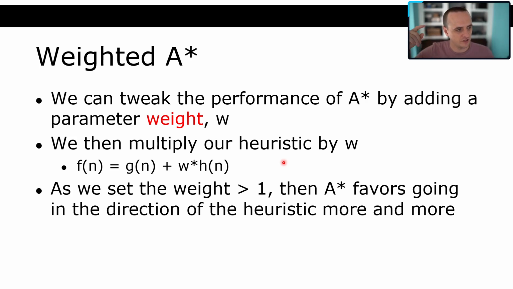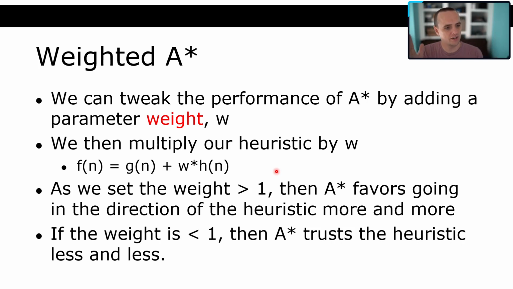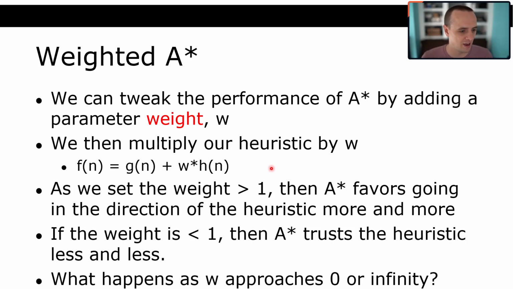But as we start increasing the weight more and more, we are valuing the heuristic more and more, right? And so if we think of having a W value of like a million or infinity, then all F of N cares about is H of N. And if we keep lowering our weight from 1 down toward 0, then A-star cares less and less about the heuristic. So another great exam question is what happens as W approaches 0 or W approaches infinity? Okay, so let's just go have a look at that real quick.